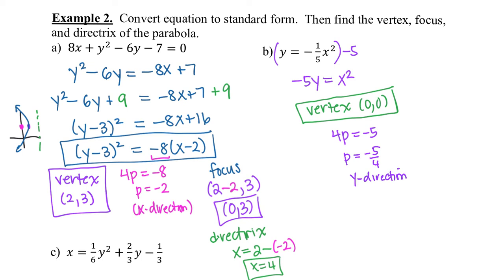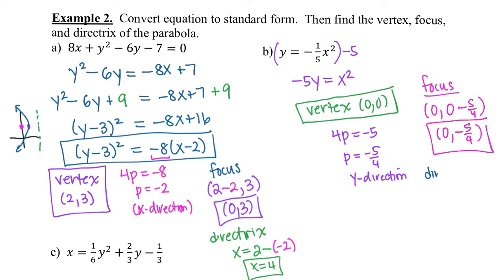Okay, so now I'm going to find the focus. The focus is from the vertex, which is this one here. In the y direction, I'm going to go -5/4, which you could do in your head, but I'm going to show it. So from my vertex in the y direction, I'm going to go -5/4. So my focus is 0, -5/4.